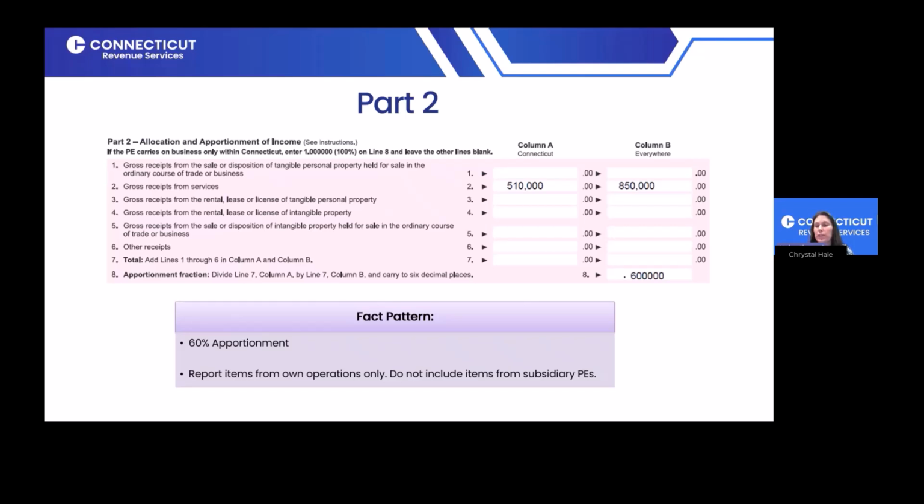So we have $850,000 of everywhere receipts and Connecticut receipts of $510,000. Please note that we are reporting items of income from our own operations only. This does not include items from subsidiary PEs.